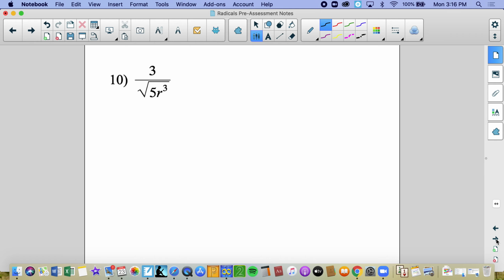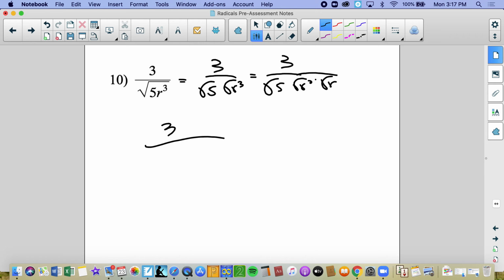Okay. Again, I'm going to simplify before I rationalize. And that rad r cubed can be broken into rad r squared rad r. That gives me 3 over r rad 5r. And now let's rationalize it. This was a perfect square, which gave me r.